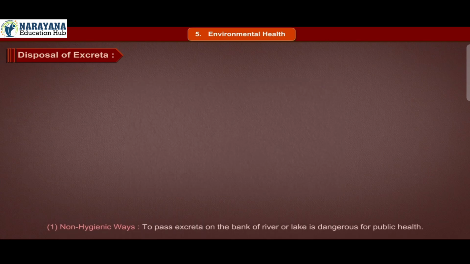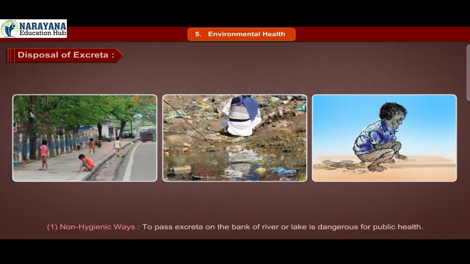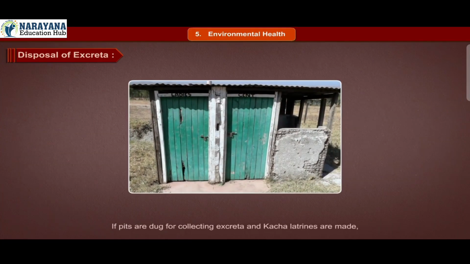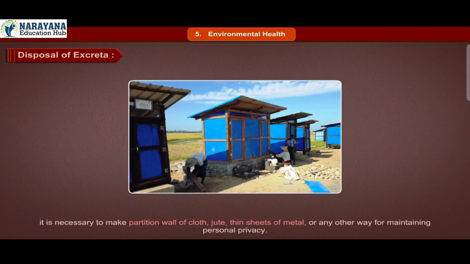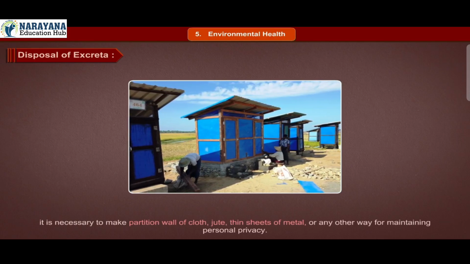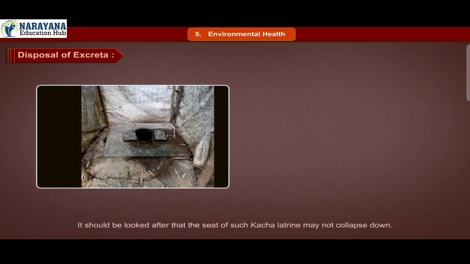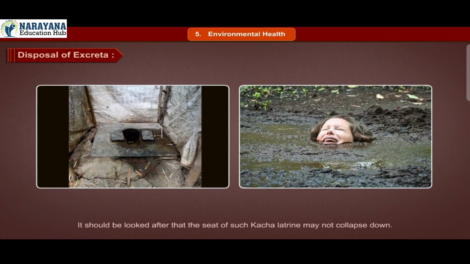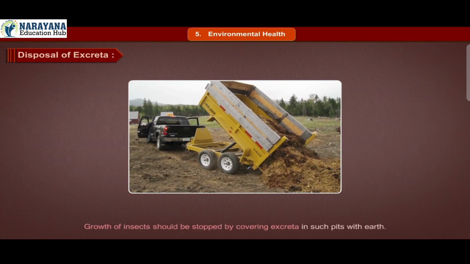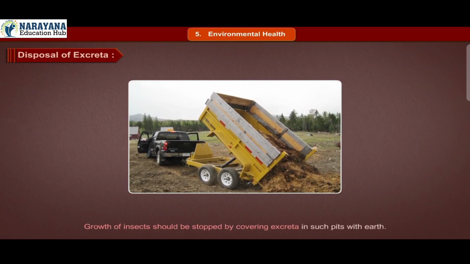1. Non-hygienic ways. To pass excreta on the bank of a river or lake is dangerous for public health. If pits are dug for collecting excreta and kacha latrines are made, it is necessary to make a partition, a wall of cloth, jute, thin sheets of metal or any other way for maintaining personal privacy. It should be looked after that the seat of such a kacha latrine may not collapse. Growth of insects should be stopped by covering excreta in such pits with earth.